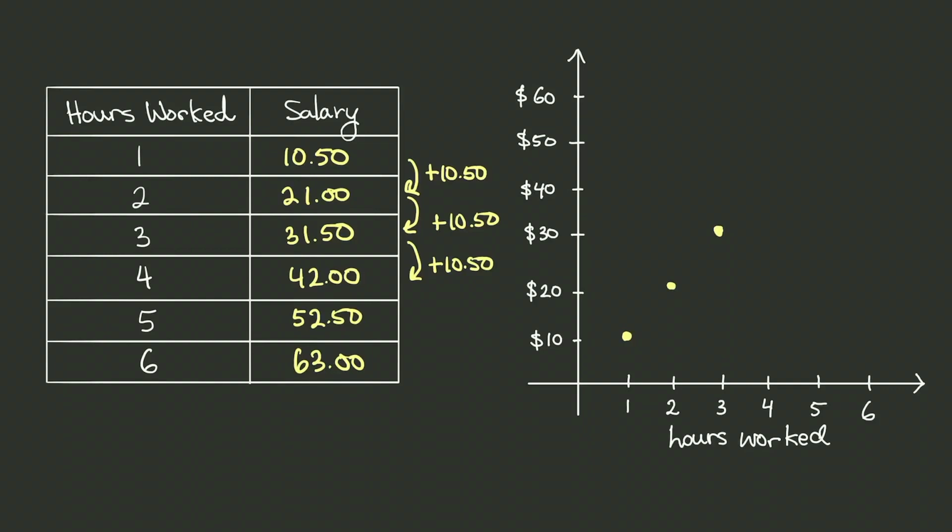After 4 hours, she makes $42. After 5 hours, she makes $52.50. And we see that a nice pattern is developing. After 6 hours, she makes $63. And we have this nice graph of a line. So this is an example of linear growth.